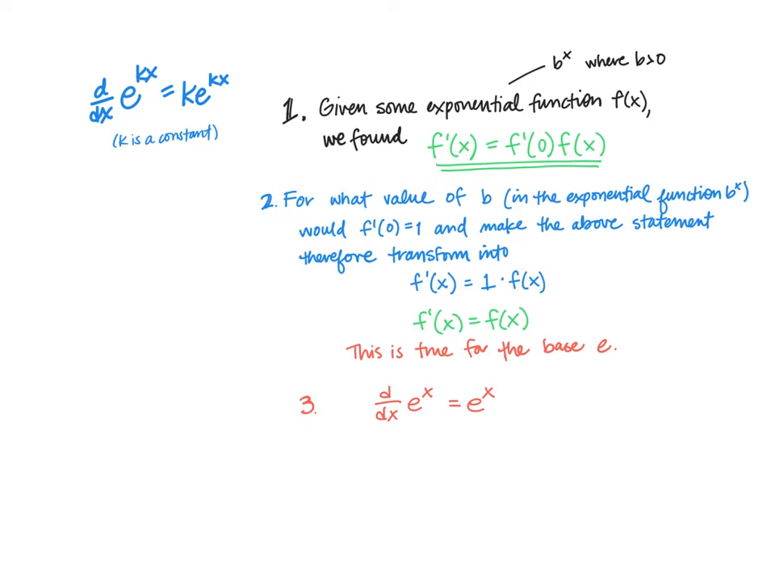And so the following becomes true for the base e: when you raise this particular number to the xth power, the derivative of that function is equal to 1 times the original function, which is just the original function. So the derivative of e to the x is e to the x.